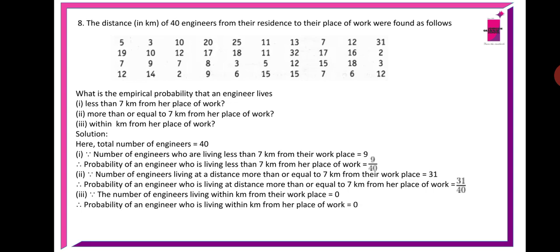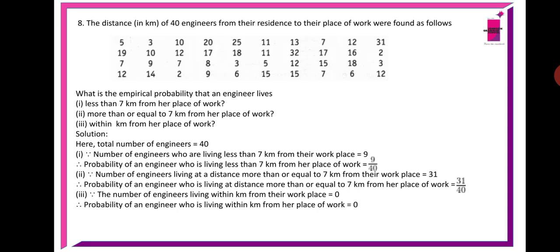Question number 8. The distances in kilometers of 40 engineers from their residence to their place of work were found as follows. There is a table. What is the empirical probability that an engineer lives less than 7 kilometers from her place of work, more than or equal to 7 kilometers from her place of work, within 1 kilometer from her place of work? Here the total number of engineers equals 40.